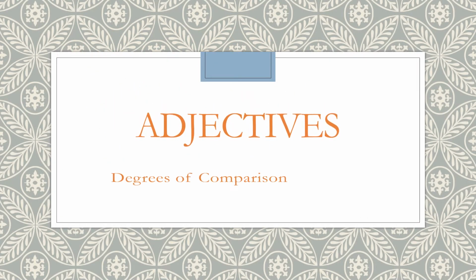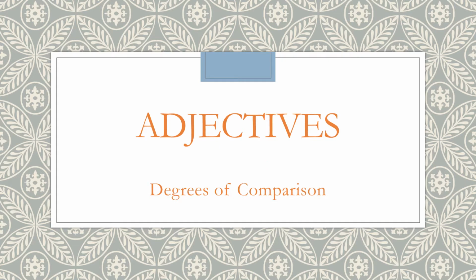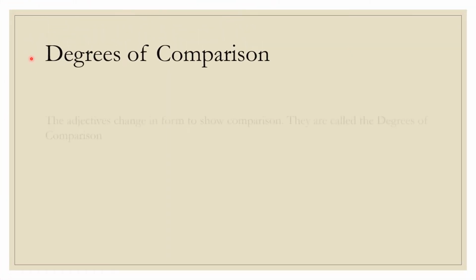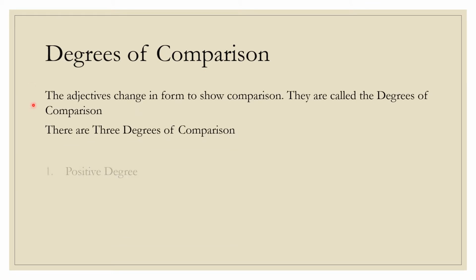Adjectives, degrees of comparison. The adjectives change in form to show comparison. They are called the degrees of comparison. There are 3 degrees of comparison: positive degree, comparative degree, and the superlative degree.